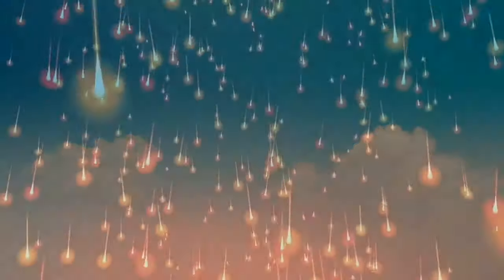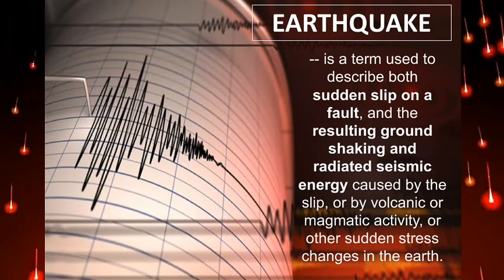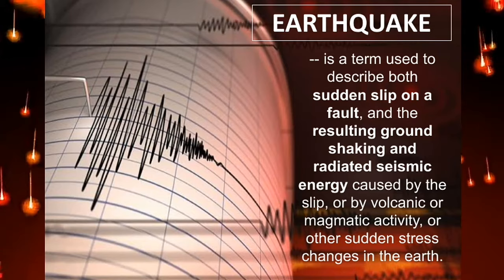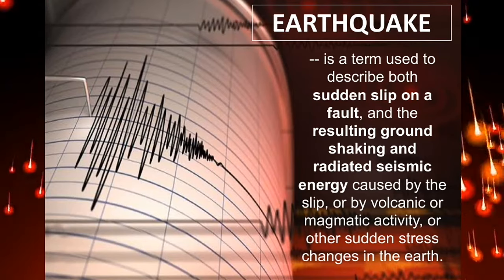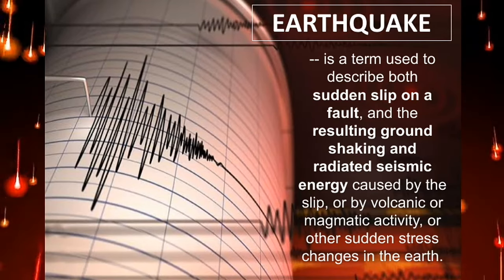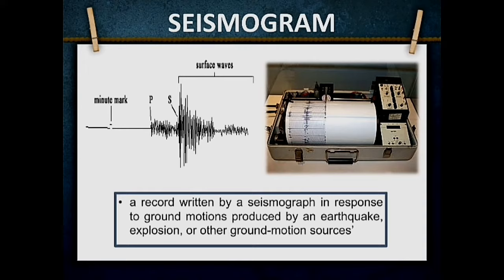What is an earthquake? Earthquake is a term used to describe both sudden slip on a fault and the resulting ground shaking and radiated seismic energy caused by the slip or by volcanic or magmatic activity or other sudden stress changes in the earth. So how about the seismogram?